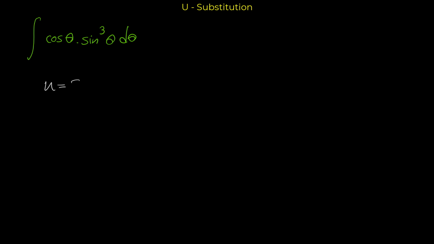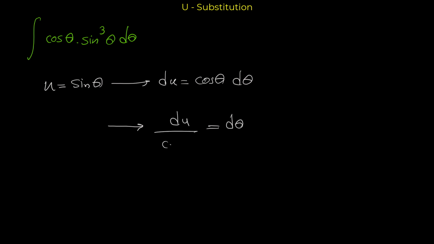So we choose u to be just sine of theta without the power. Only this, not all of this. Then the derivative, du, is cosine theta d theta. And as usual in the substitution method, we solve this for dx, or in this case d theta, and d theta would be du over cosine theta. At the end, this cosine with this cosine cancels.